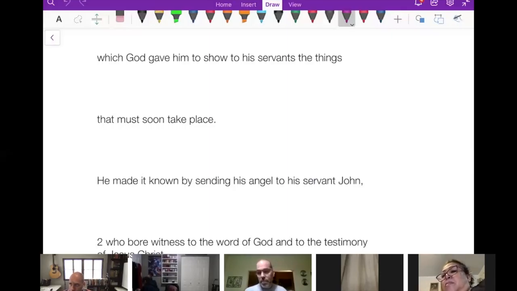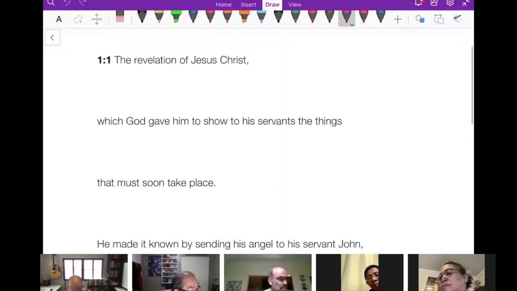So I do want to set the table, and I want you to see it in the context. It's not something like, okay, there are different interpretations, we're just going to go this route. I want to give you a foundation, a reason for why we should read it a certain way. I want you to see that it's in the text itself. In letting the text speak to us, the text is going to tell us how we should read the book of Revelation.